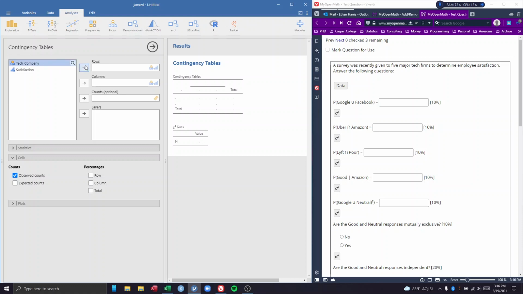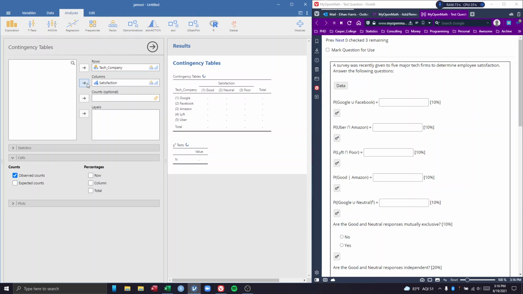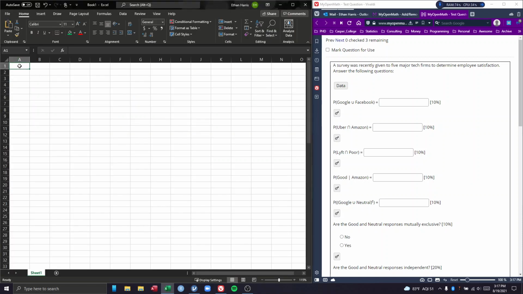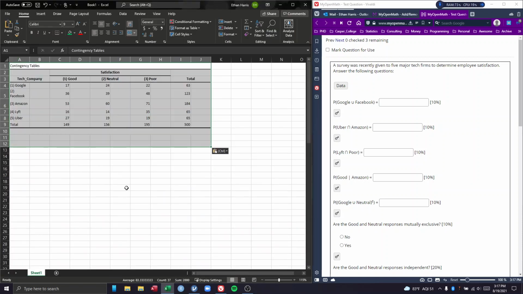Now, I'm going to move the tech company over to the rows and the satisfaction over to the columns. And I'm given a basic contingency table that gives me the counts of these specific events for each specific group. So let's look at an example. There were 17 people who worked for Google and said that they had a satisfaction level of good. There were 36 people who worked at Facebook who had a satisfaction level of good, etc., etc. So we're going to go ahead and copy this, and move it over to an Excel workbook to facilitate doing the calculations.